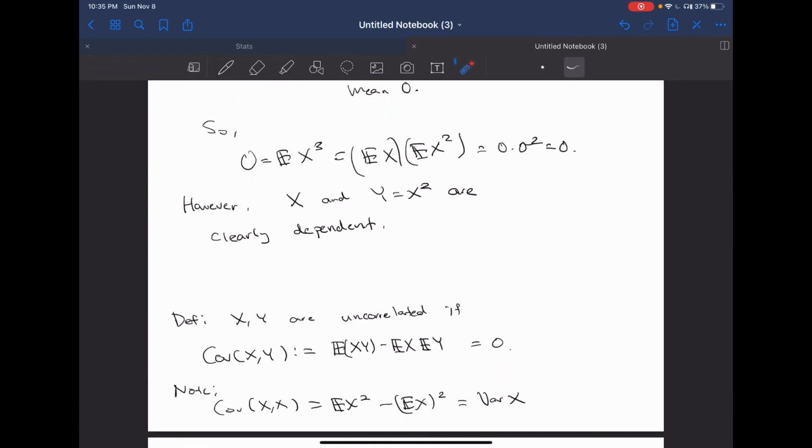Then note that if you have the covariance of x and x, then by the definition of covariance, we just replace this y with x. So this is the expectation of x squared minus the expectation of x, quantity squared, which is just the definition of the variance of x.